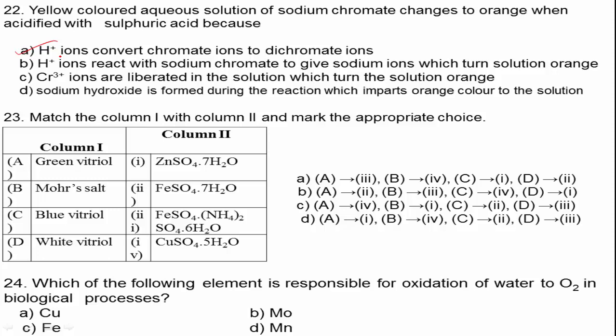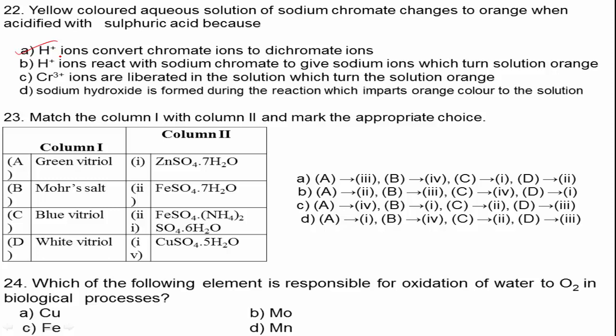Next, question number 23. Match column 1 with column 2 and mark the appropriate choice. Here in column 1 they have given green vitriol, Mohr salt, blue vitriol, white vitriol, and in column 2 they have given ZnSO4 7H2O, FeSO4 7H2O, FeSO4 (NH4)2SO4 6H2O, CuSO4 5H2O. We know blue vitriol is crystalline copper sulfate. White vitriol means crystalline zinc sulfate.